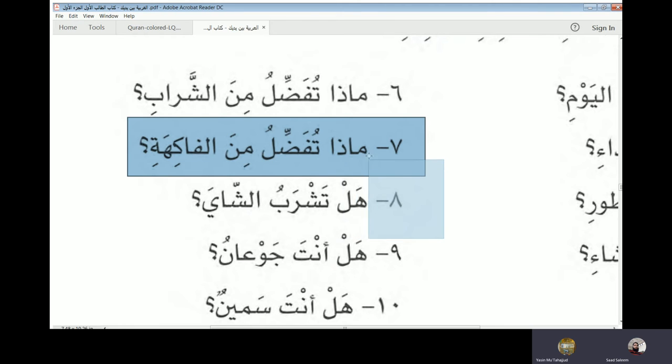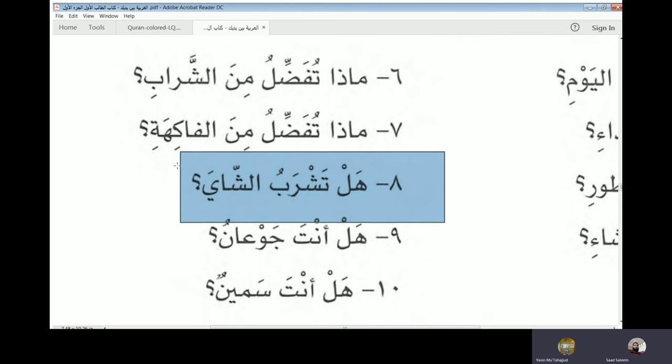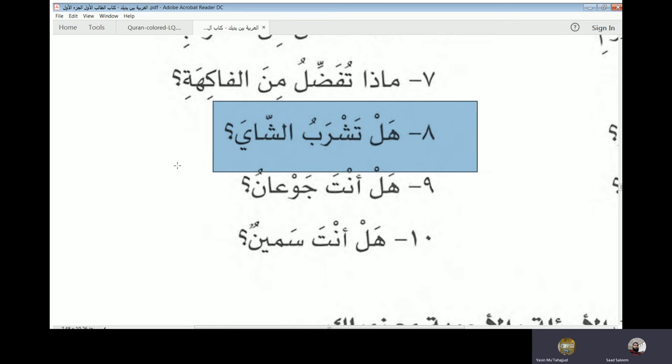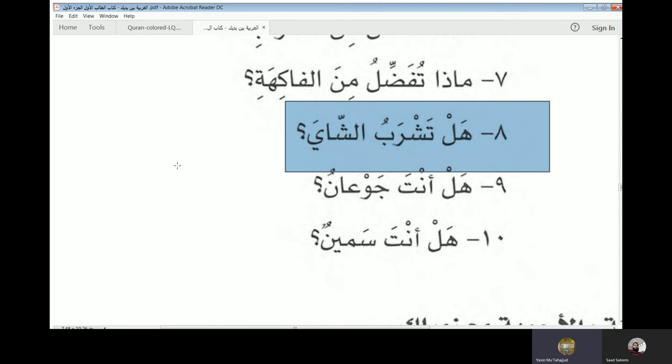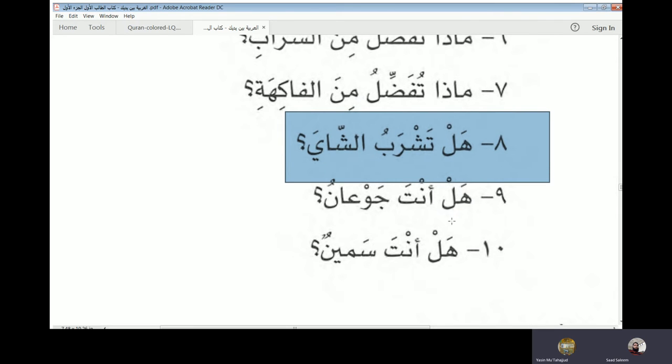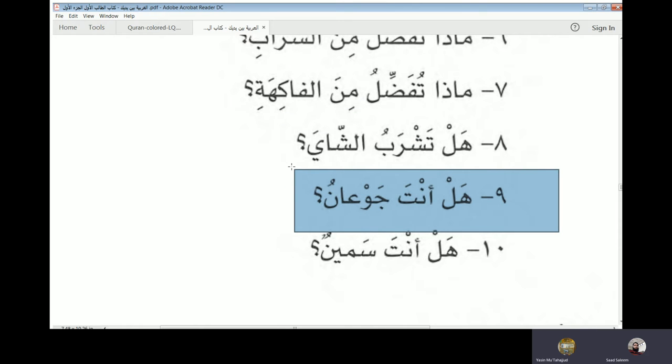Okay, but it's akdara, only the green apple. That's how you say it? Tuffah khadra. Khadra, okay. Hal tashurabu shay? Nam ashurabu shay. Hal anta jawanu? أنت نعم نعم. Okay.